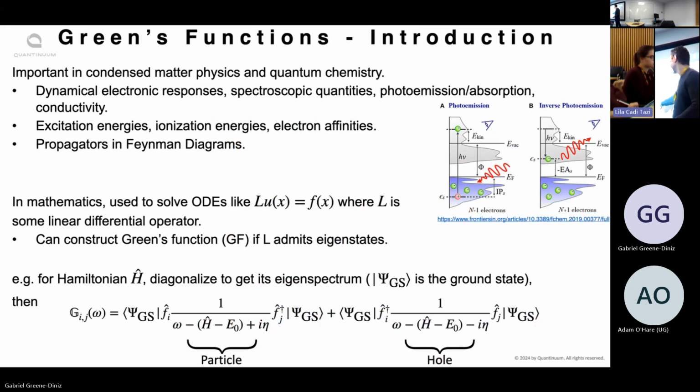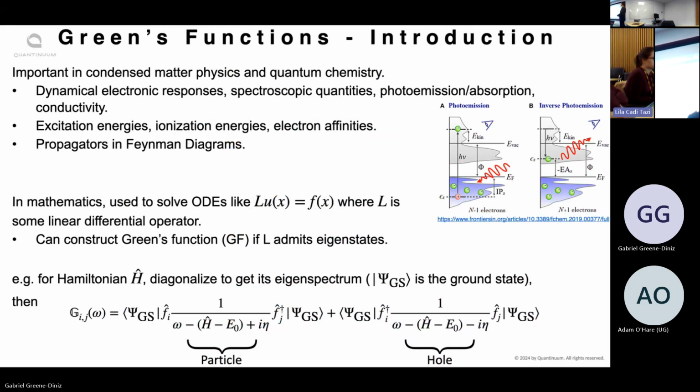you could directly build a Green's function and then use that to solve ordinary differential equations like that. For chemistry, they're very useful for getting spectral properties of your system. And the exact Lehmann representation of this looks like this. So you split up into these particle and hole excitations.